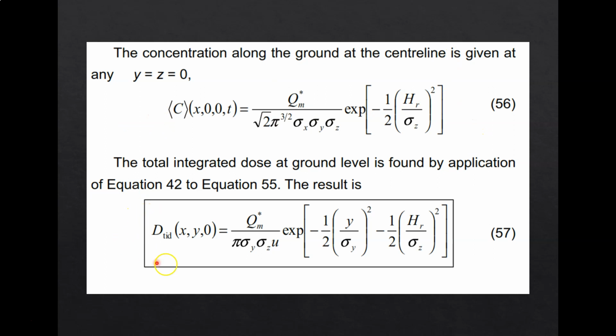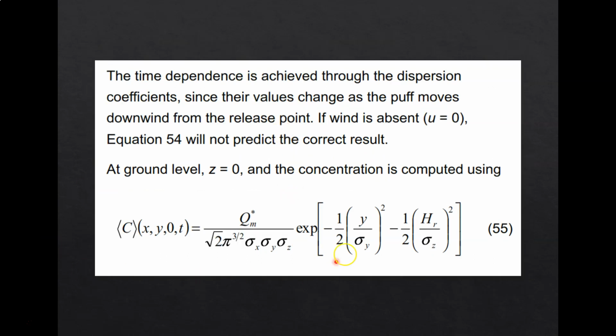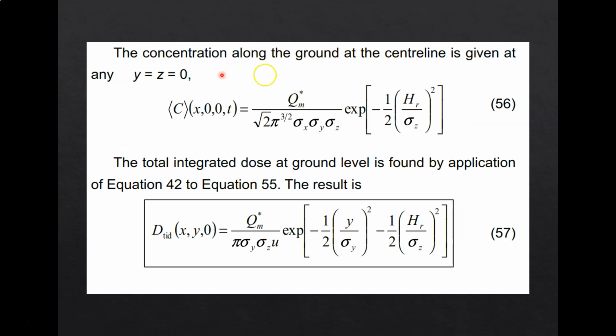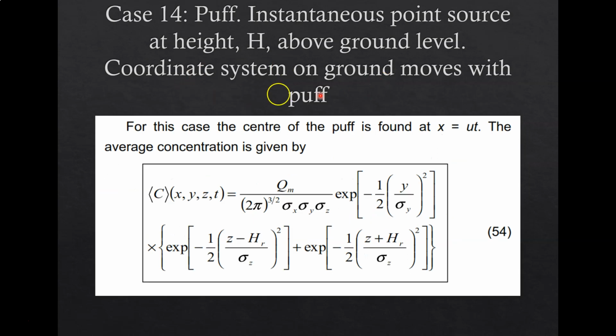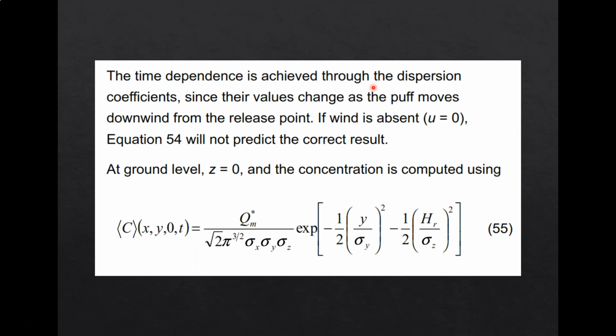This is another equation if you want to calculate the total integrated dose at ground level. As far as the concentration is concerned, it should be okay to use these equations. The first one is the concentration at ground level, and the other is the concentration along the ground at the center line. So this is the equation for case 14, where the coordinate system on the ground moves with the puff.